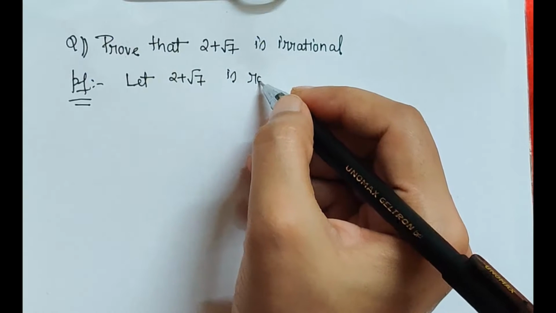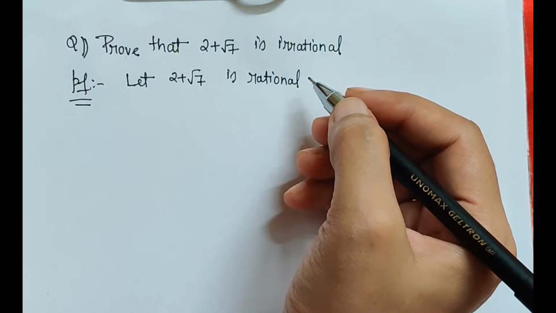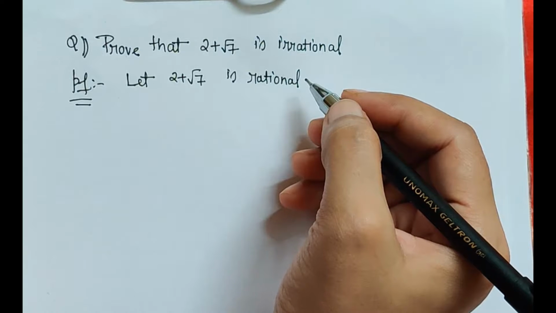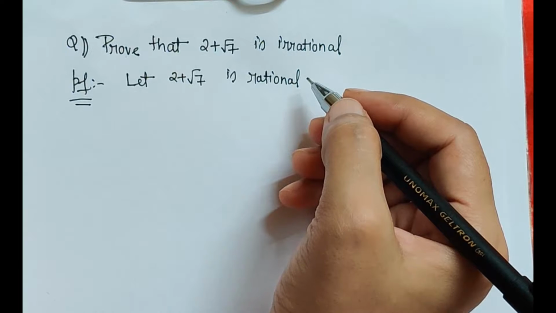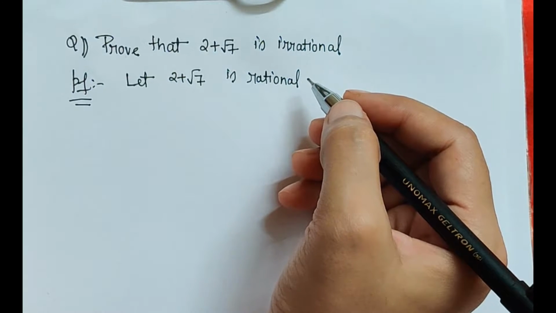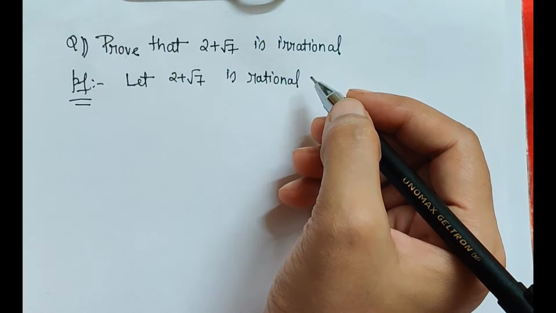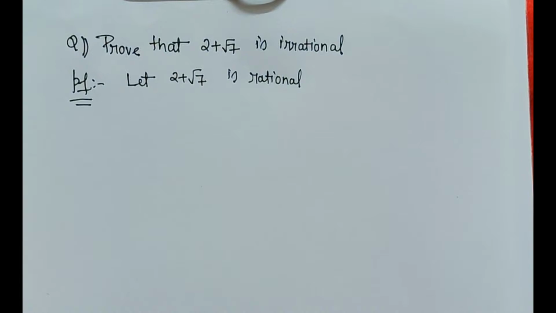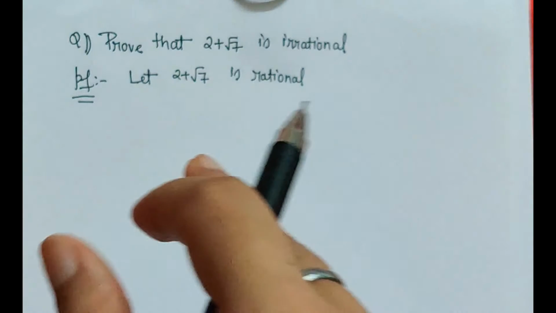Its proof is very small, not at all lengthy like the previous one, because here we will be using one of the properties which we have studied in class 9. I hope you remember. That property is: square root of any prime number is irrational. Many students simply forget this very important property, which can be used to prove this problem in a very short, very simple way. So I am just recalling that property, which will be helpful in the proof.